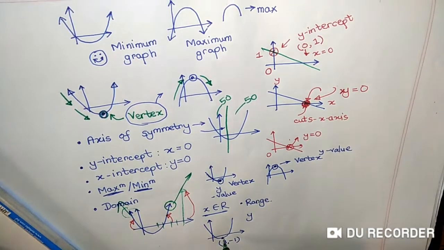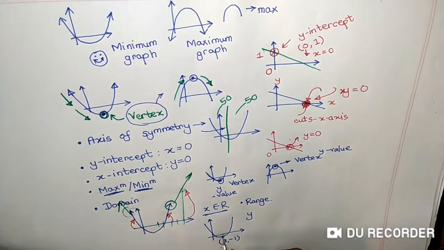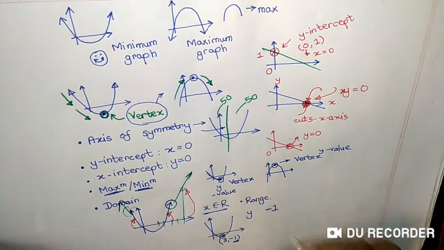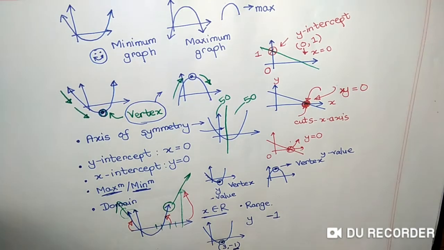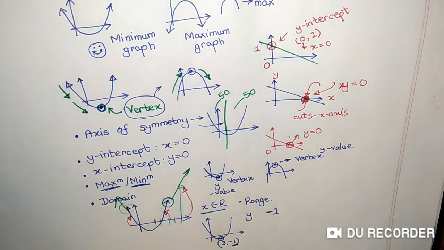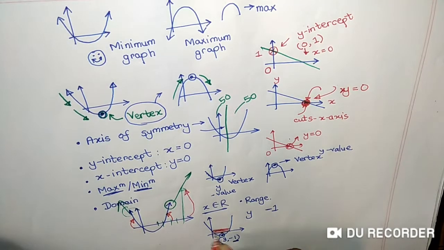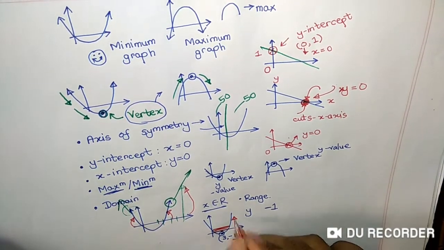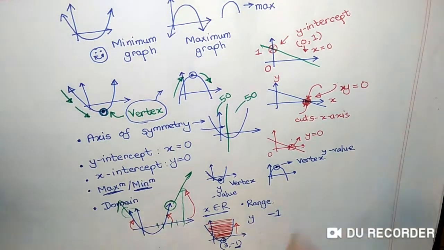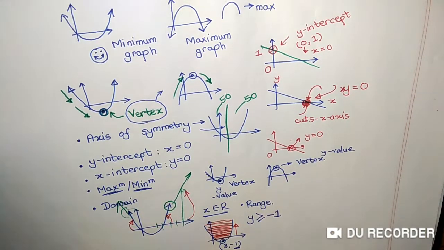Now observe this very well. What's the value of the vertex over here? 3, -1, correct? It's still the y value of the vertex. So y, and I write -1. Now observe the graph very well. If I move my values above -1, is my graph existing? Suppose I'm taking a point here. Is the graph existing? Yes. If I'm moving up, greater than -1, my graph is existing, right? So the range would be y is greater than or equal to -1.